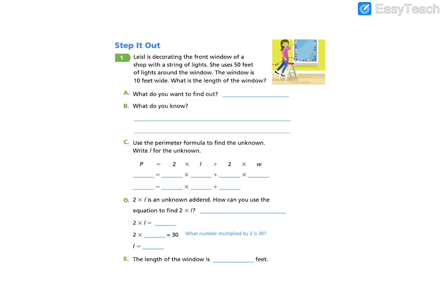Let's take a look at number 1. Lisa is decorating the front window of a shop with a string of lights. She uses 50 feet of lights around the window. The window is 10 feet wide. What is the length of the window? So what are we trying to find? We're trying to find the length.